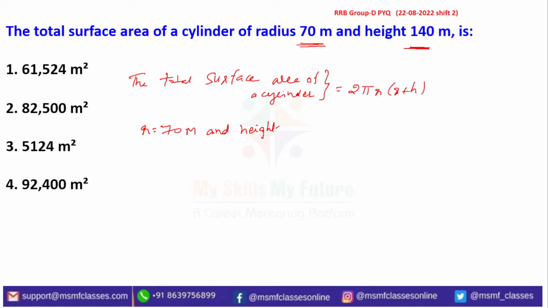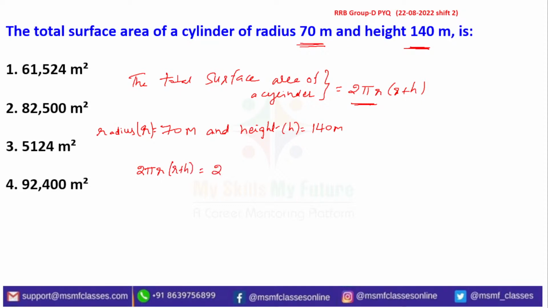They also gave the height h. Height is h, which is given as 140 meters. R is the radius, which is given as 70 meters. So we need to find the total surface area of the cylinder. So 2 pi r into (r plus h).